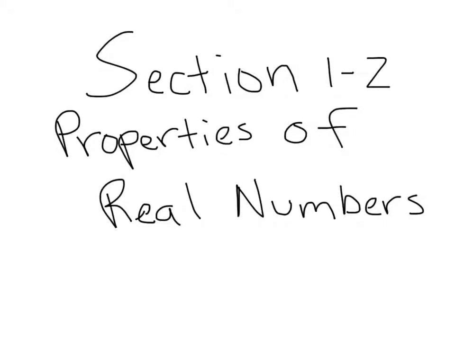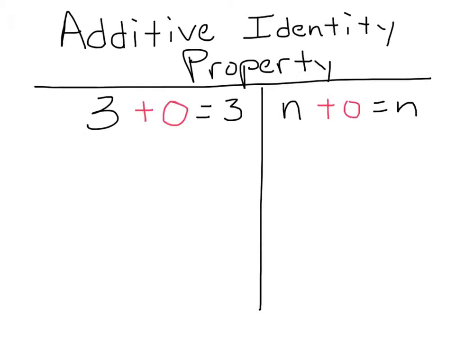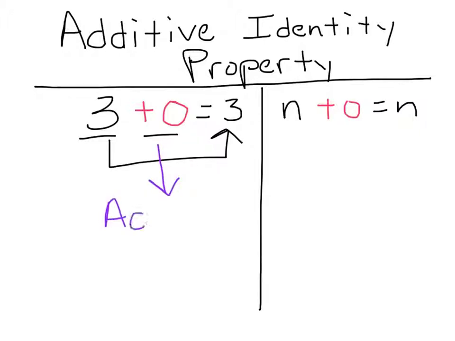In section 1-2, we're going to talk about the properties of real numbers. The first property we're going to talk about is the additive identity property. This property states if I have a number and add 0 to it, I'm going to end up with that first number. Now 0 has a special name in this case, and that is the additive identity.